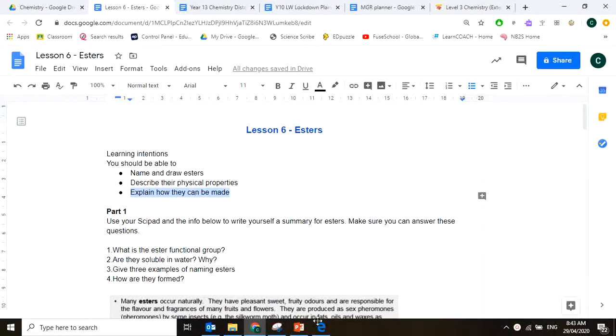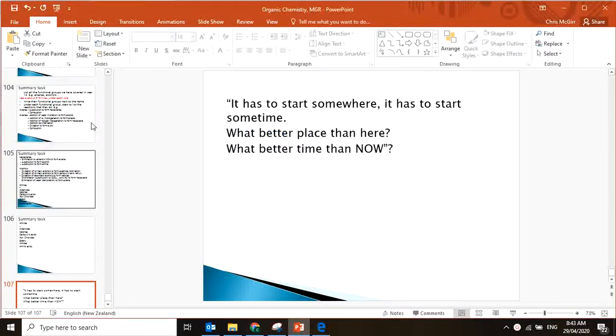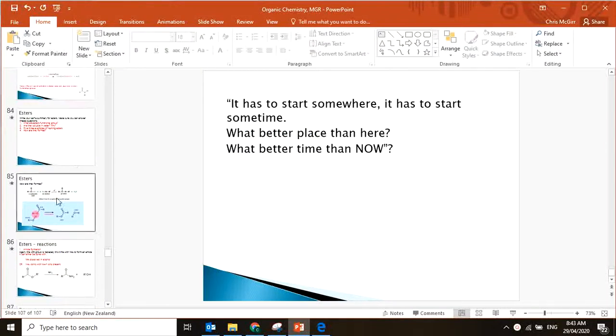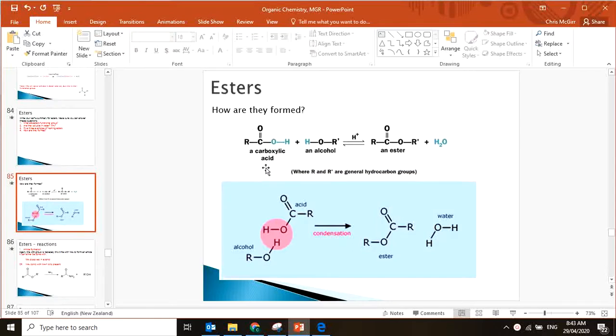So first of all, how are esters made? Here we go. Esters are made by combining a carboxylic acid and an alcohol, and that makes the functional group of an ester, which is the carbon to oxygen double bond, which is then bonded to an oxygen, and then you've got a carbon group down here and a carbon group down here.